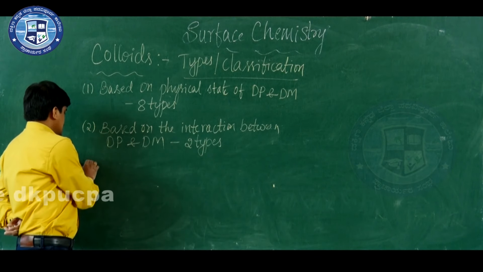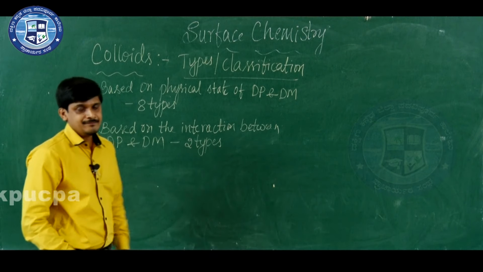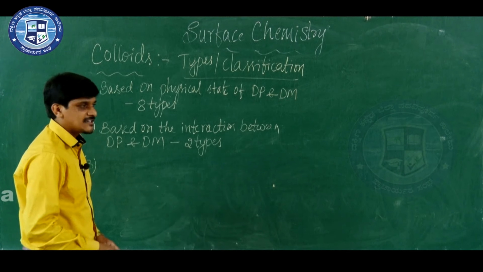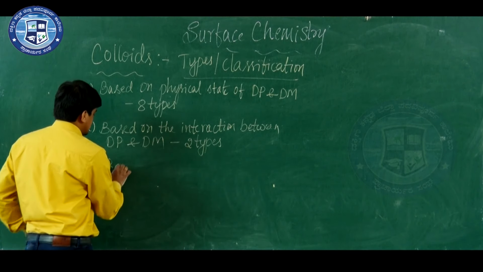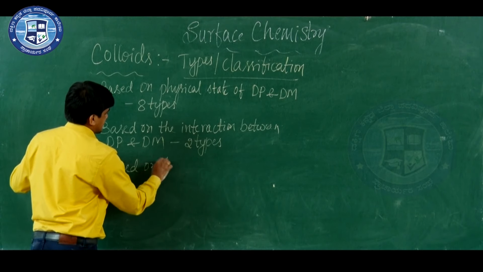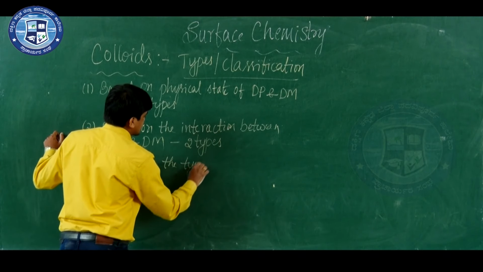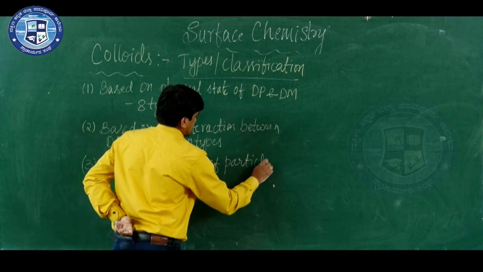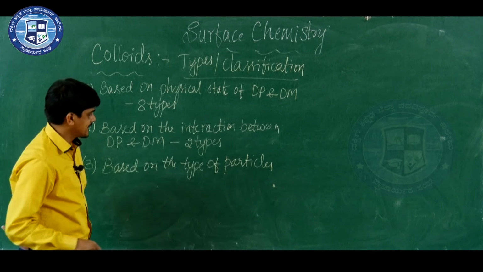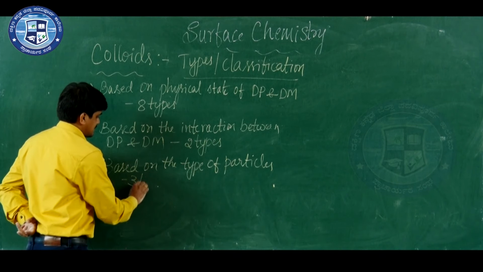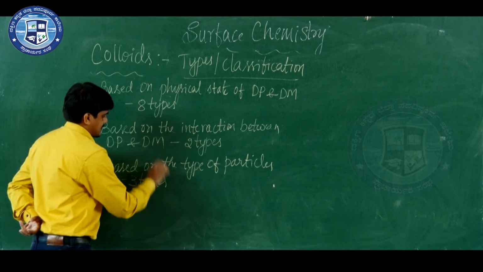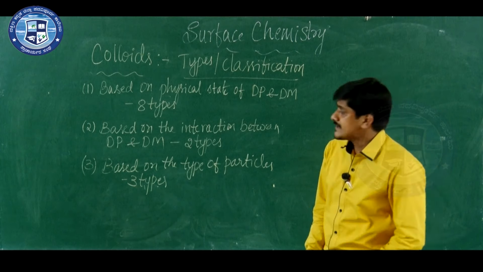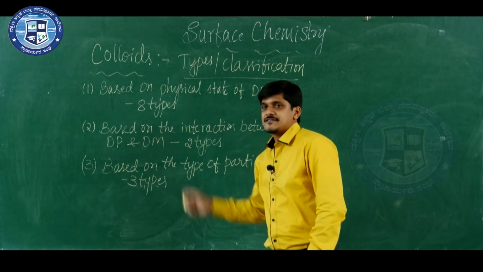Similarly, the third classification, based on the nature or type of the particle present, based on the type of particles present, colloids are classified into three types. So, this is the classification of colloid. Colloids are classified based on three different ways.